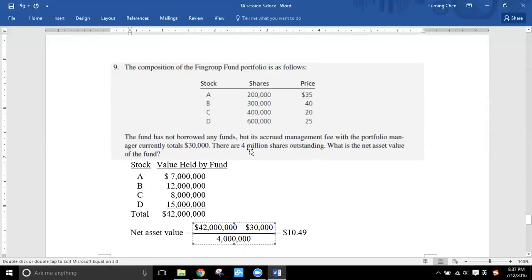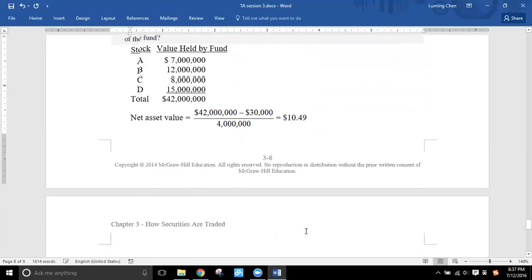There are 4 million shares outstanding of this fund. This is different: this is the shares the fund holds in its portfolio, and the 4 million shares are what the fund issues to the investors. So the net asset value per share is $10.49 per share.